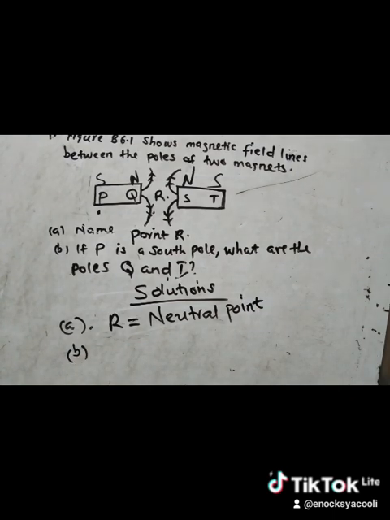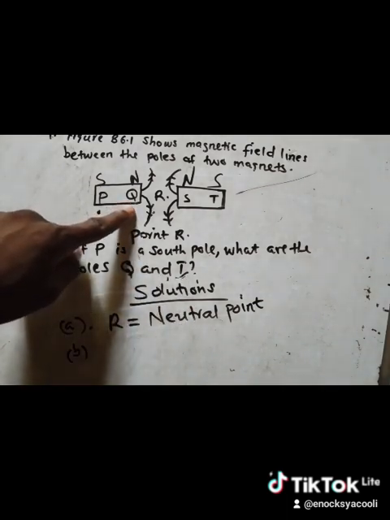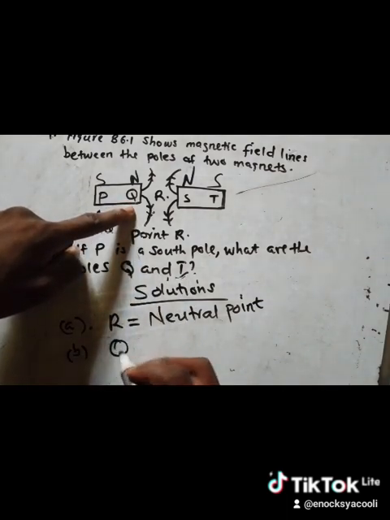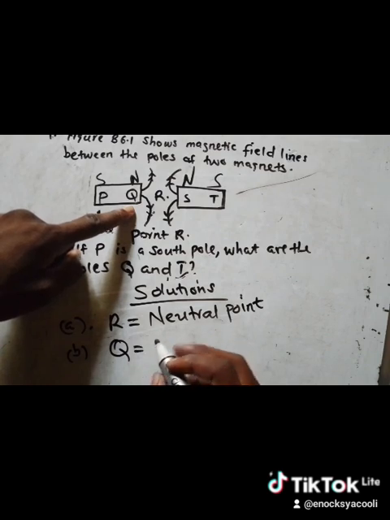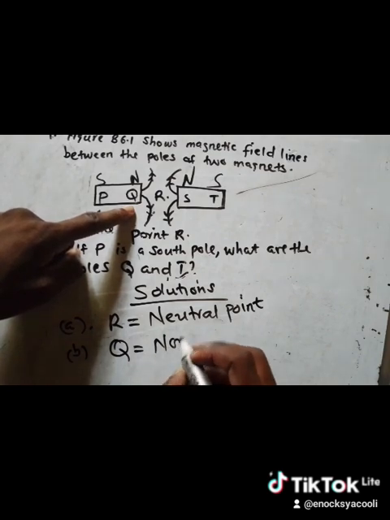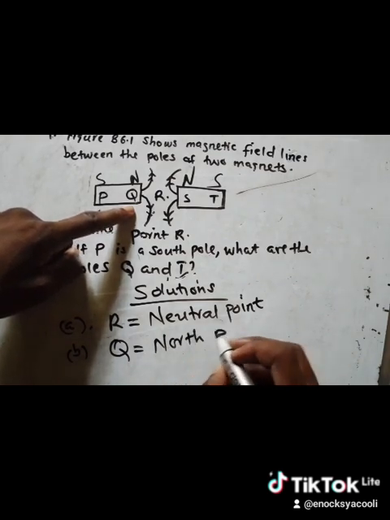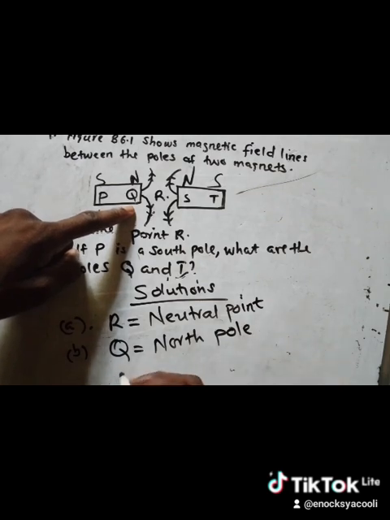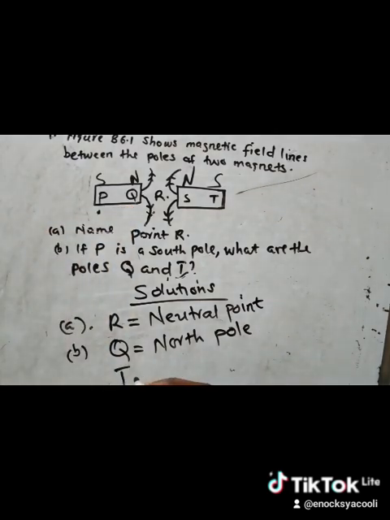Then let's go to question B. It says if P is south pole, then what are the poles Q and T? So Q in this case is going to be what? Q, it is north pole. Then T is south pole.